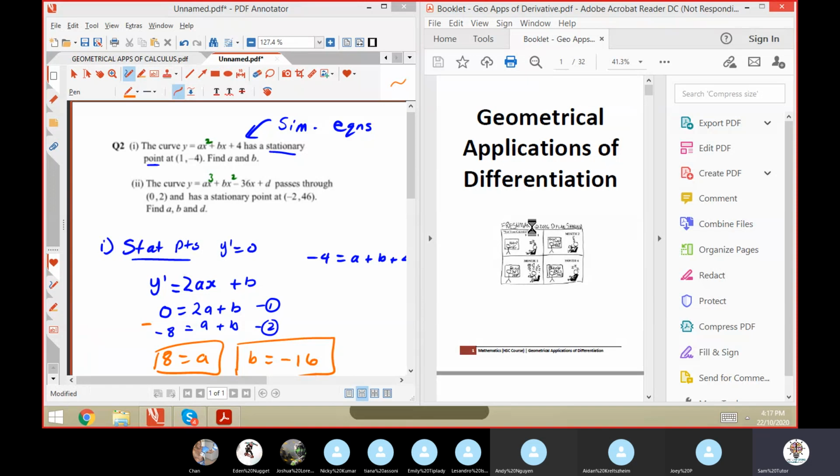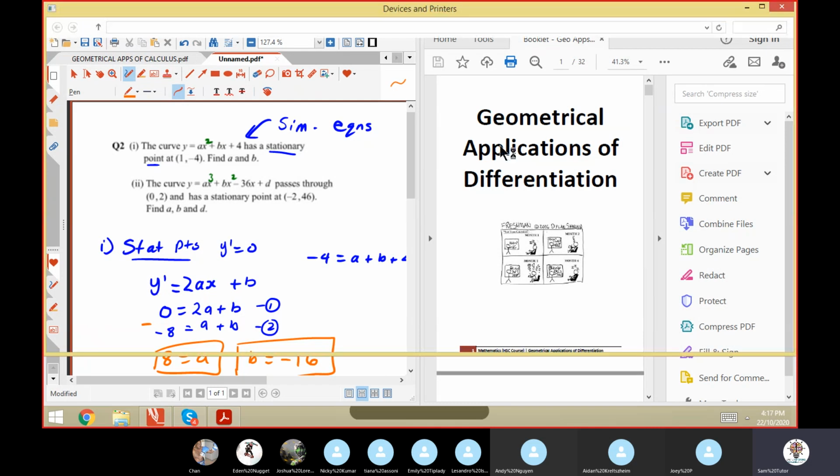So remember, first thing you would do is just substitute because the point that passes through. Second thing you would do is also substitute. Third thing you'll do is y dash equals 0 and substitute x as negative 2.